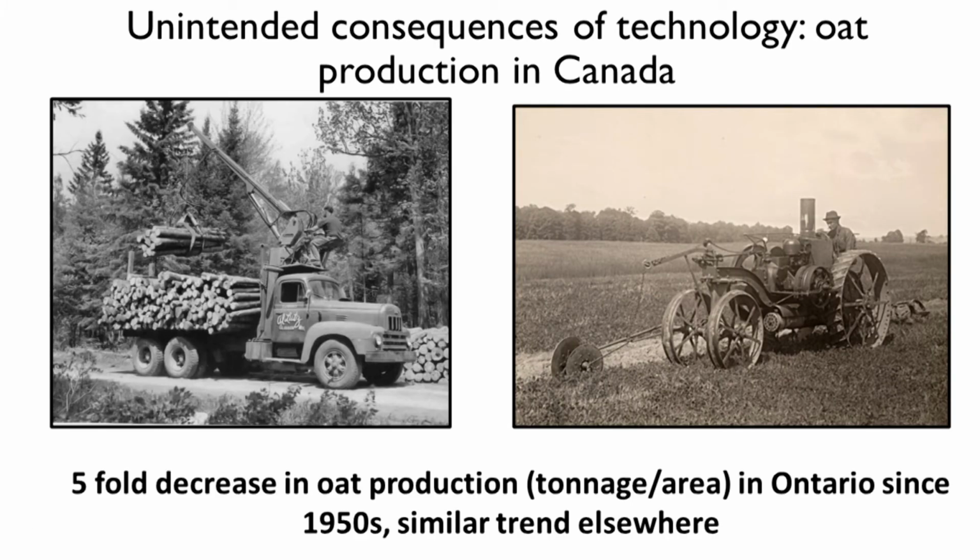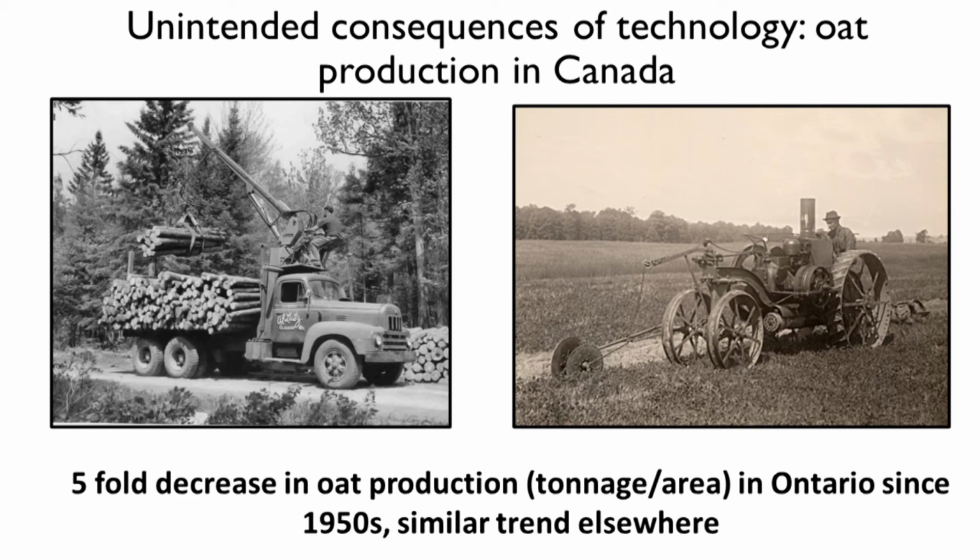The timber industry mechanized. Many other industries that previously used horses also mechanized. Combustion engine, trucks, tractors, heavy machinery, basically everything powered by fossil fuels. So we have mechanization, and we have horse populations plummeting. We just don't need that many horses. And as a result, we have in Ontario a 500% decrease in oat production, measured either in terms of area or total tonnage produced, since the 1950s.